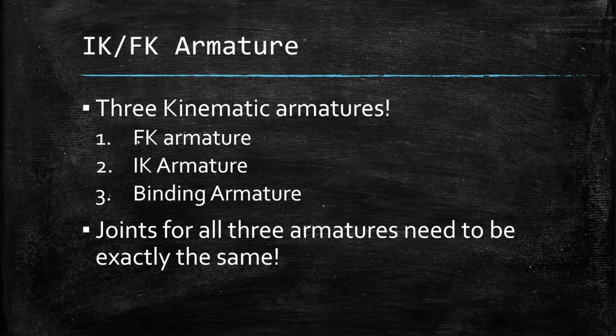So you're going to have three skeletons. These skeletons should be exactly the same, and they need to be exactly the same, probably at least to the 1,000th of a precision. So you have your FK skeleton, your IK skeleton, and then you have your binding skeleton. And the binding skeleton is what the skin gets bound to. And so first, what we're going to do is on the FK skeleton, we're going to create the FK armature. We're going to put the FK controllers on it.